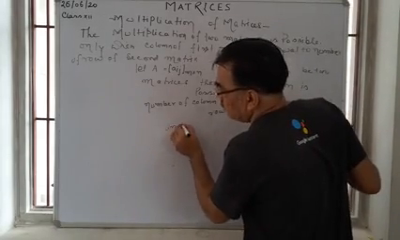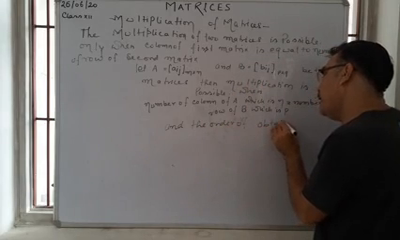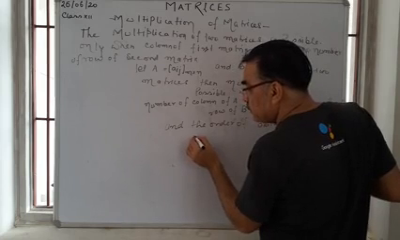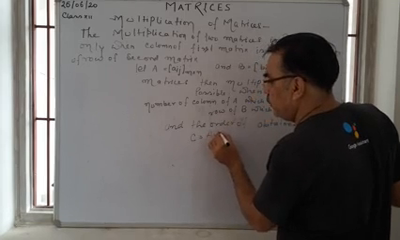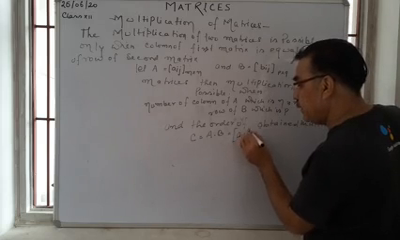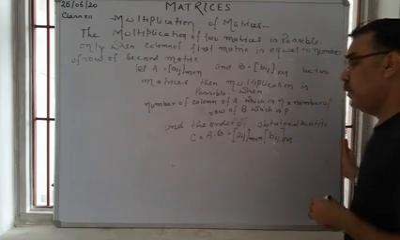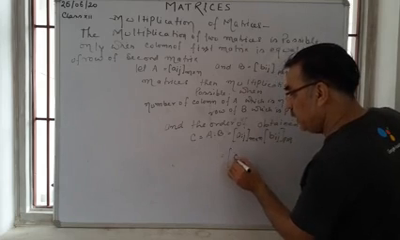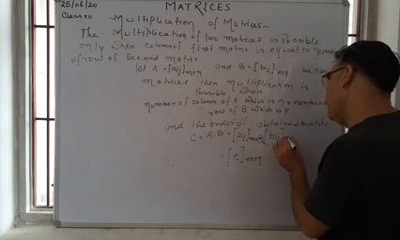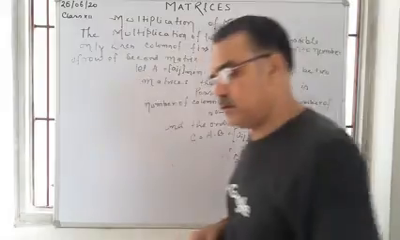And the order of the obtained matrix C is equal to A into B, where Aij is m cross n and Bij is P cross Q. So we obtain a matrix C of order m cross Q. Here n is equal to P, then the multiplication is possible, otherwise not. We will see it.